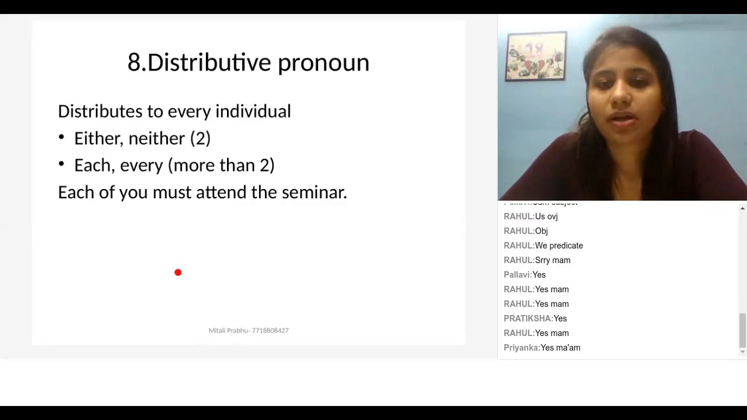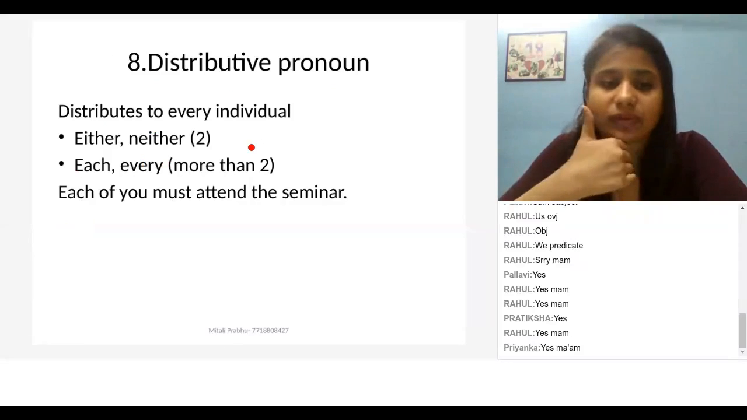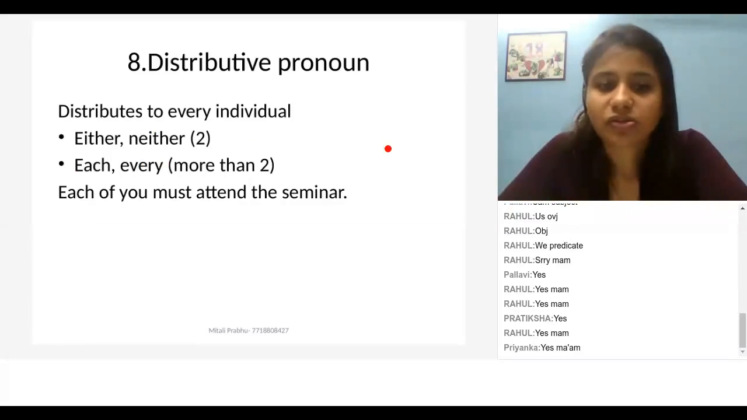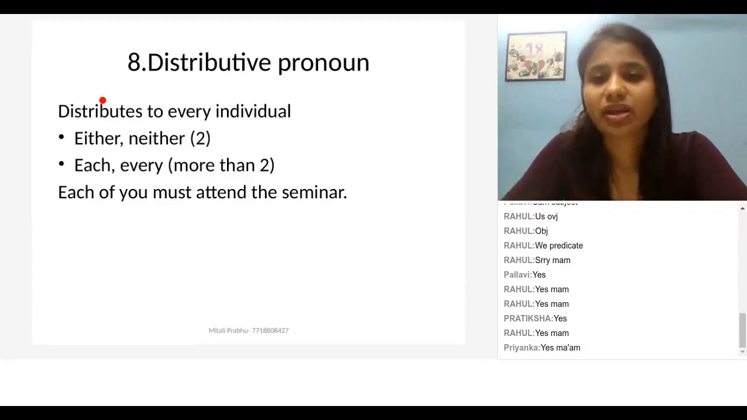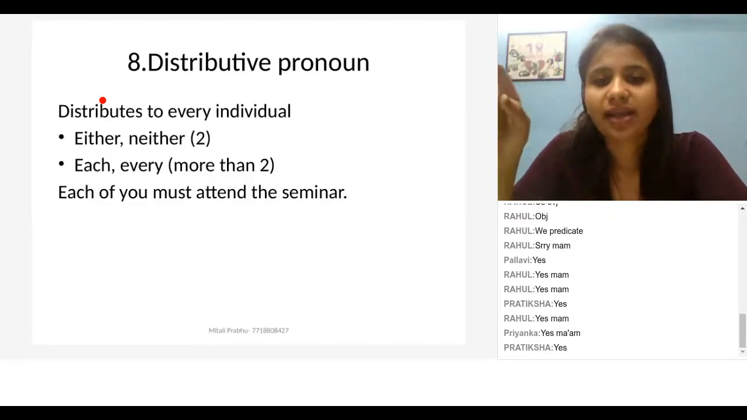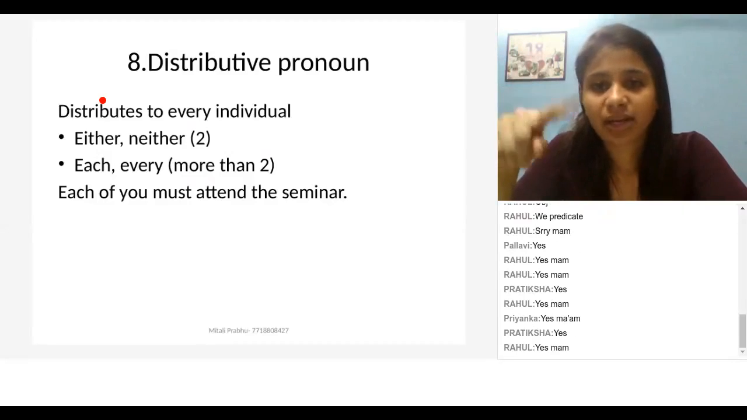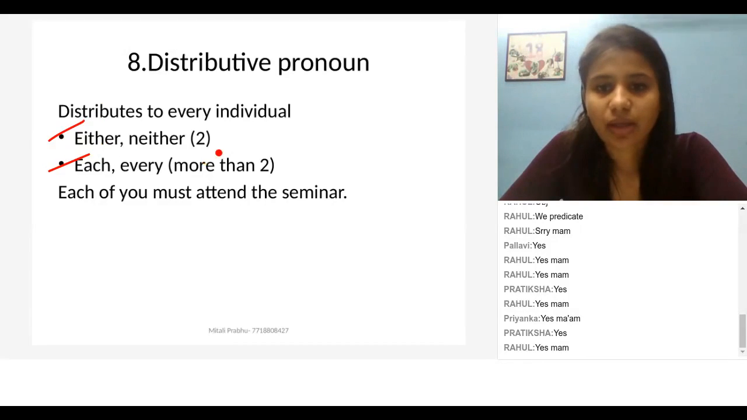Okay, so now distributive pronouns. Is it clear till here? Okay, so distributive pronouns are pronouns that distribute the action to every individual, exactly like each and every, and one another that we had. So here we have either, neither, each and every. Either and neither are used in 2 cases, and each and every is used in more than 2 cases.